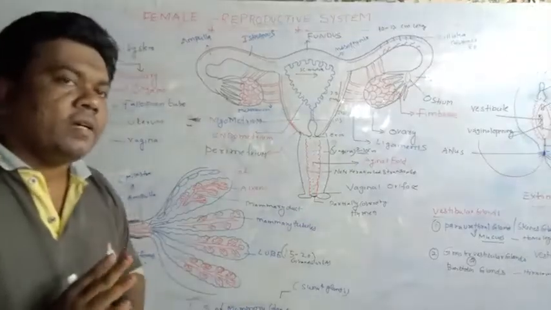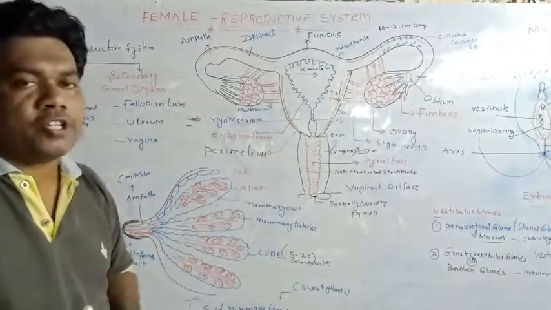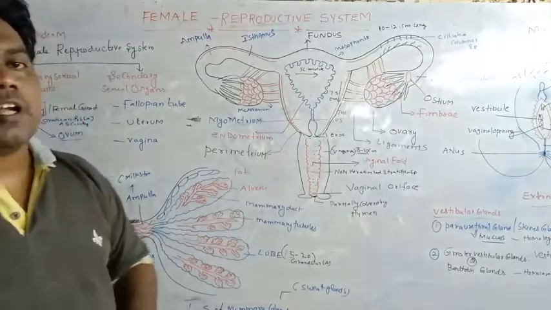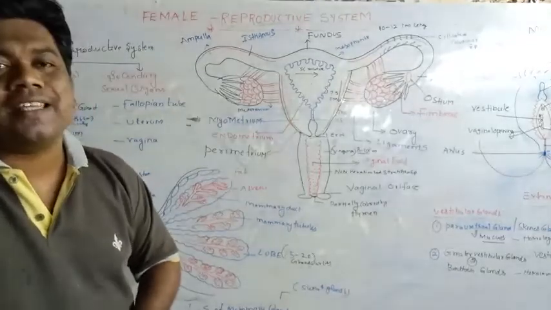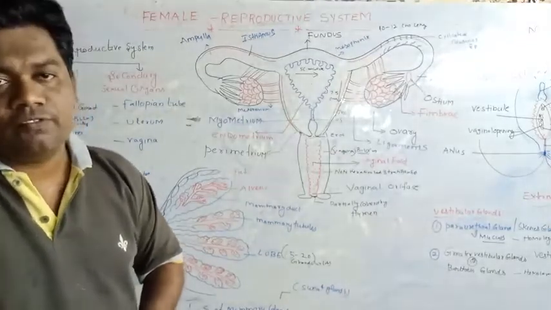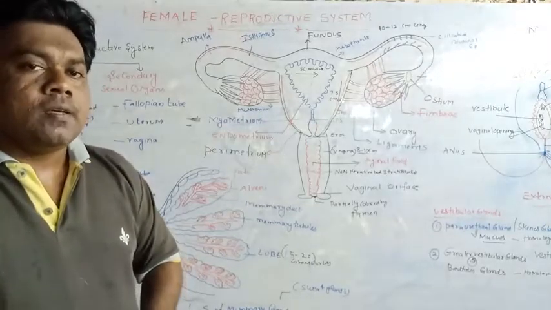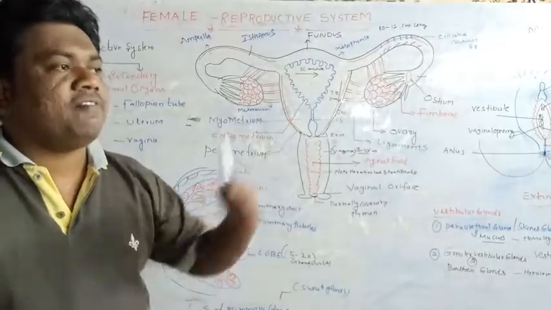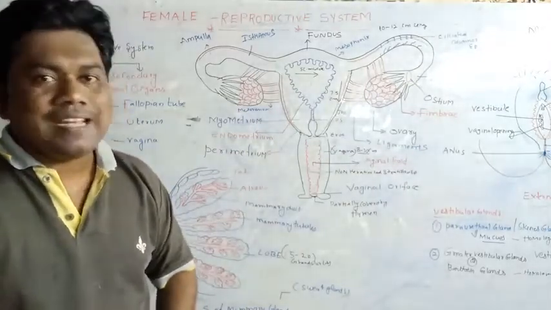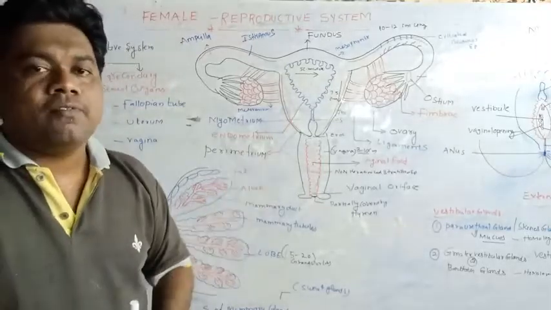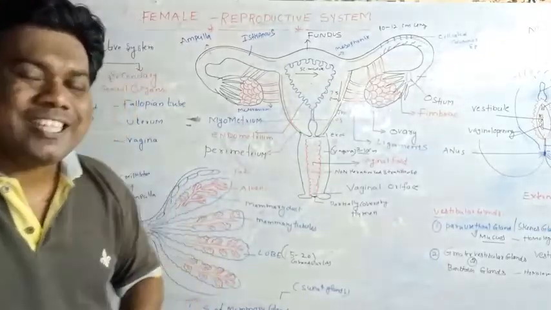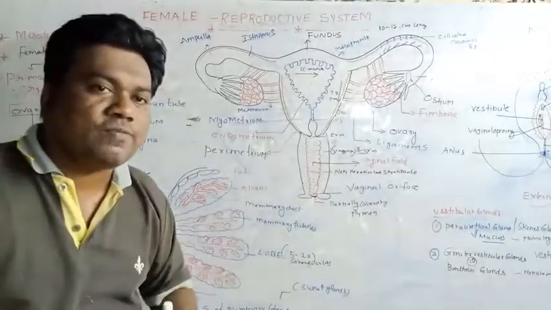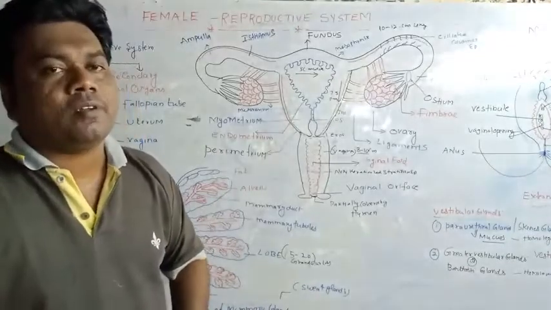The ovary is responsible for the production of female hormones, and it is also responsible for the production of female gametes. The female gamete is known as the ovum. What is the main significance of the ovary? It is responsible for producing the female gamete, the ovum, and secondarily it produces female hormones. Which hormone? Estrogen. The estrogen hormone is called the female hormone, and it is responsible for the secondary sexual characters in female organisms.